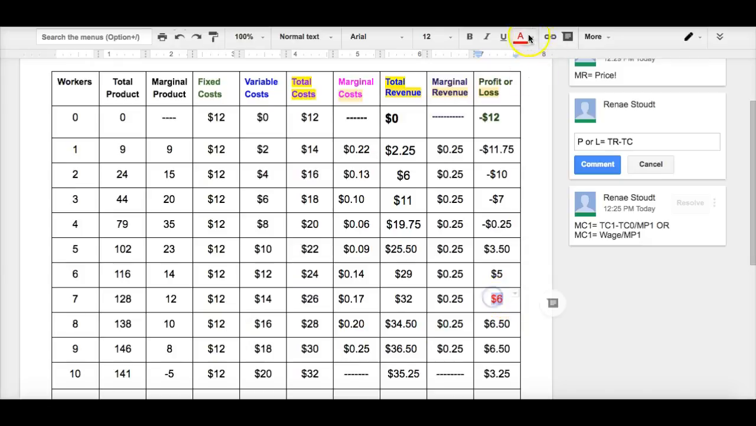Okay, so we have now gone through the entire chart. There are two things we can actually determine from this entire chart. Remember the last slide of your notes. We can determine from the profit or loss column the break-even point and the profit maximizing point. So review your notes, look at it, see if you can figure out where the break-even point is.